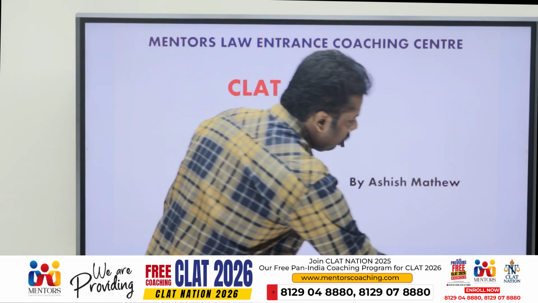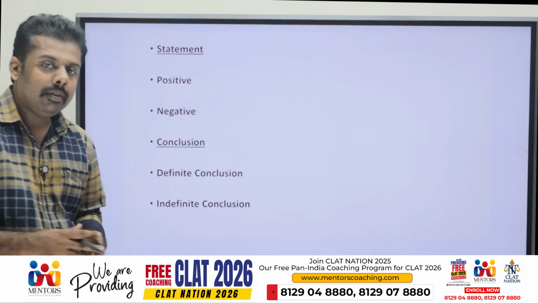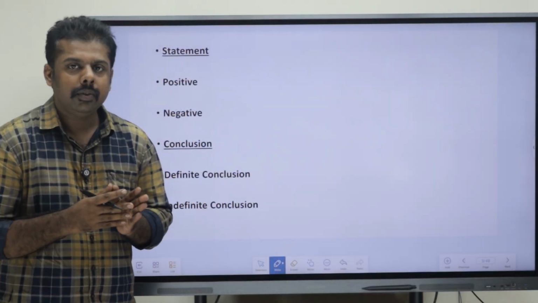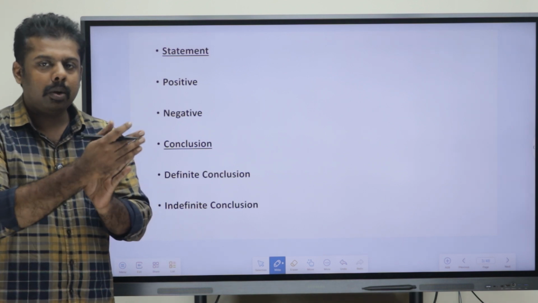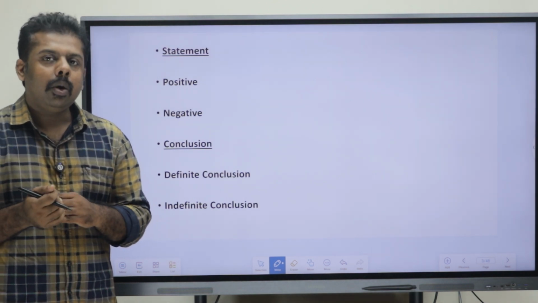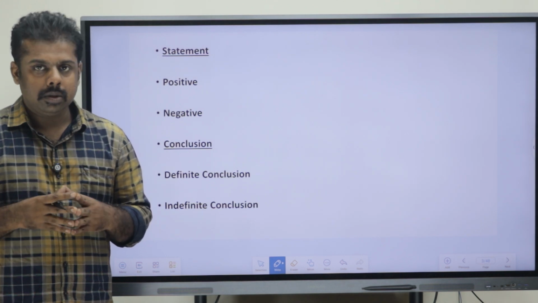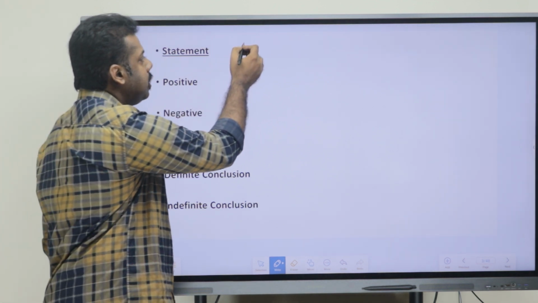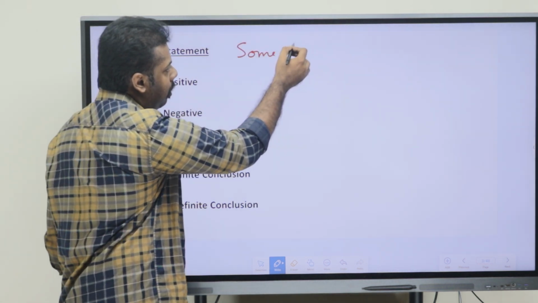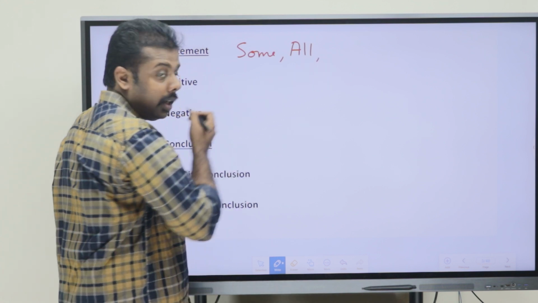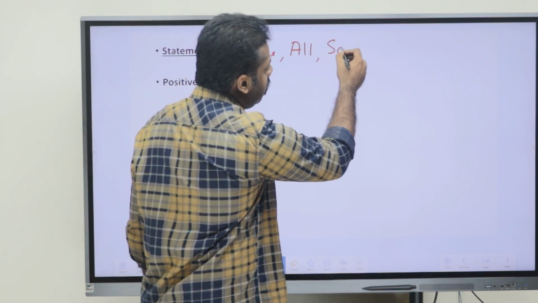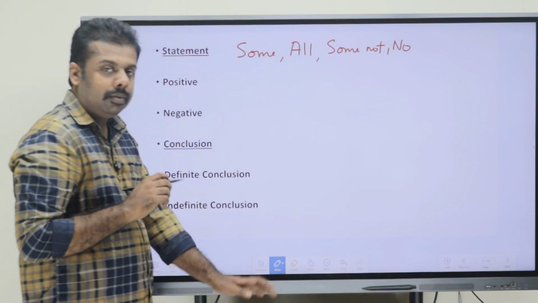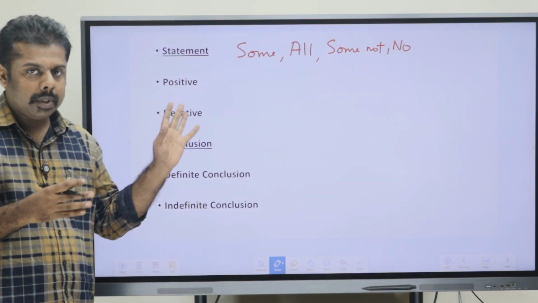As we know, we have a statement and a conclusion. Okay, so we are going to start with the statement part. The statement part has basically two types, called a positive statement and a negative statement. How can we exactly know if the statement is positive or negative? We basically have four keywords: some, all, some not, and no. Okay, so these are the four keywords that we usually use, or the statements are mainly connected using.